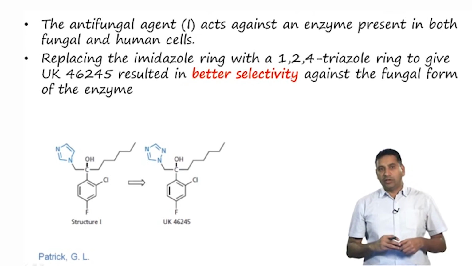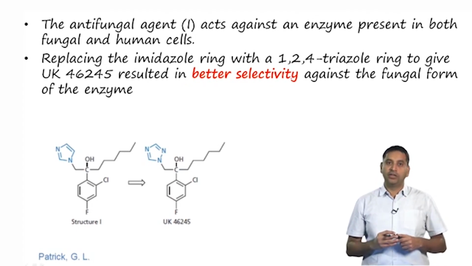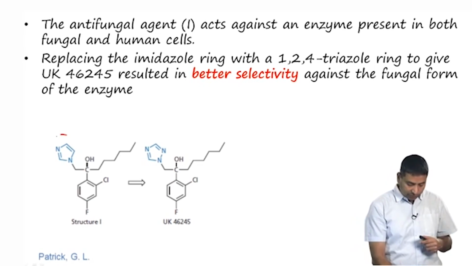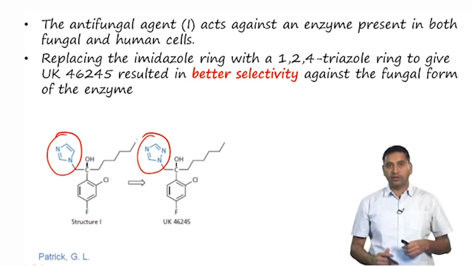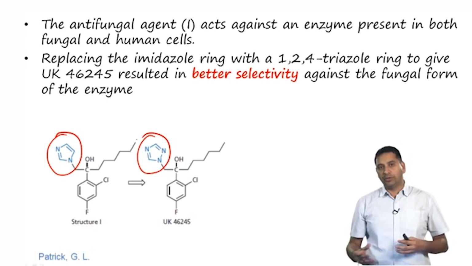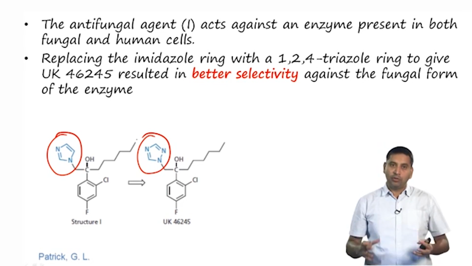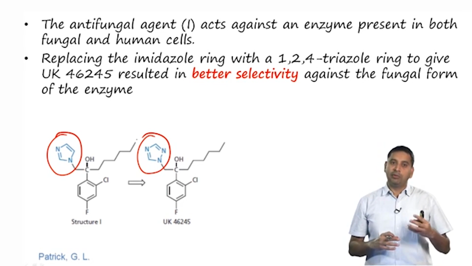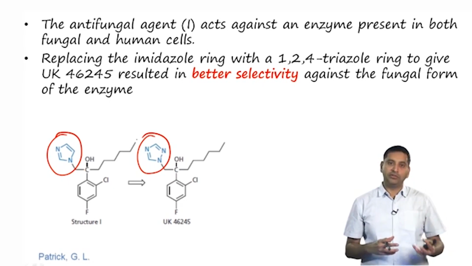So the example that we can look at here is the antifungal agent which acts against an enzyme that is present in both fungal and human cells. So what was found was that replacing this imidazole ring with a triazole ring results in better selectivity against the fungal form of the enzyme when compared with the human form of the enzyme. So here is a case where the rest of the molecule pretty much remains the same, but by changing a particular functional group or a ring, we are able to achieve better selectivity.